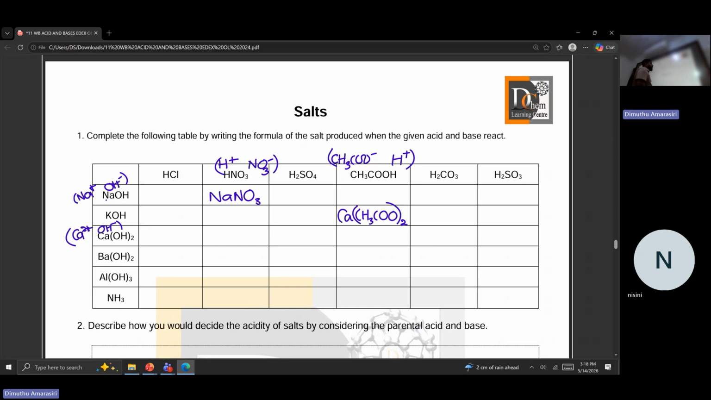Another example: if I take sulfurous acid, it breaks into 2H plus and sulfite ions, right? And let me take aluminium hydroxide into account: Al3 plus and hydroxide ions, right? You have three hydroxide ions. So aluminium is 3 plus and sulfite is 2 minus, therefore you have to balance the valencies. You can write Al2(SO3)3. Likewise, you need to know the ions. Is that clear? So the first task of today's lesson, complete this table.